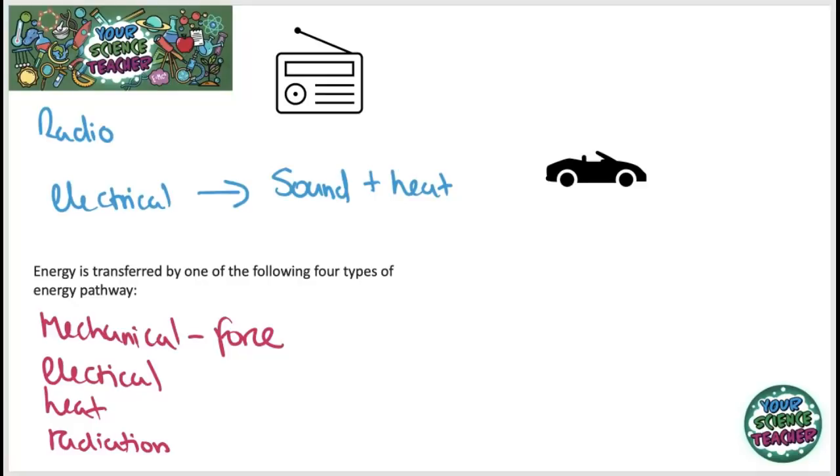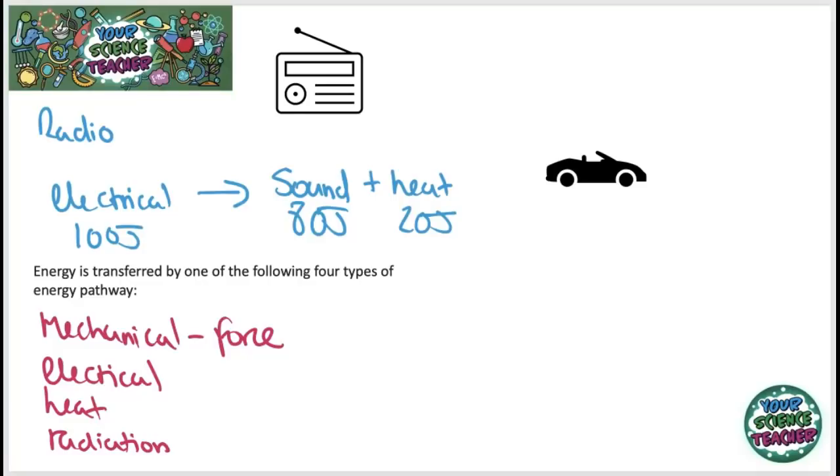Now, due to the conservation of energy, if 100 joules of electrical energy is supplied to my radio, then 100 joules of energy in total must come out. So if 80 joules comes out as sound, I know that 20 joules must be wasted as heat energy. Now, the energy pathway that is followed, this is an electrical pathway. The energy transfer has taken place.